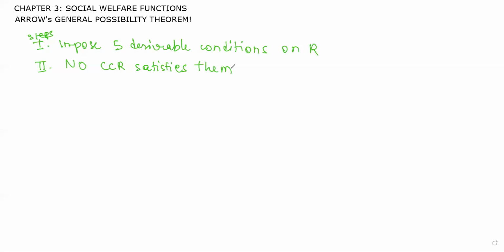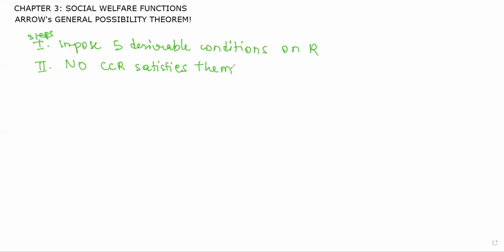So the leap was as follows. Before Arrow, people were proving, by giving counterexamples, that specific collective choice rules fail basic transitivity or completeness. Arrow imposed more conditions than just R being an ordering, and showed that no collective choice rule can satisfy them. So in short, he saved a lot of social choice theorists at that time. He said, stop looking for counterexamples, because no collective choice rule can satisfy these conditions.